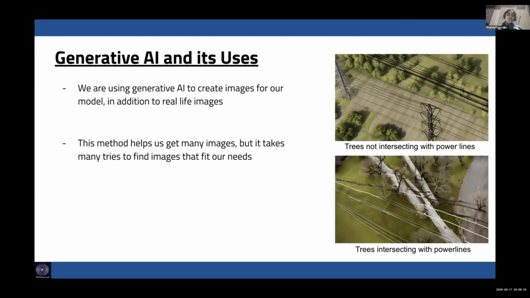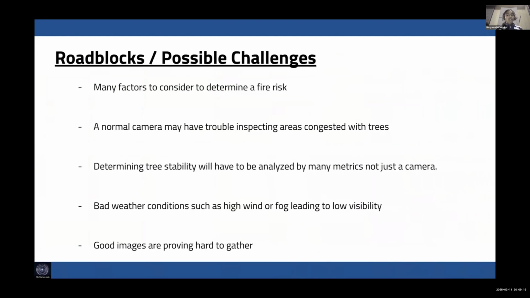Transitioning on, we have faced certain roadblocks and challenges. There were many factors to consider when determining a fire risk, and in the end, we had to narrow down to a few, which were encroaching vegetation and trees around it. A normal camera may have trouble inspecting areas congested with trees, meaning it would be a little harder for the machine learning model to determine if there are risks or not. Also, determining tree stability has to be analyzed by many metrics, not just a camera. So that's why we are putting a little less focus on tree stability and more on vegetation encroachment.